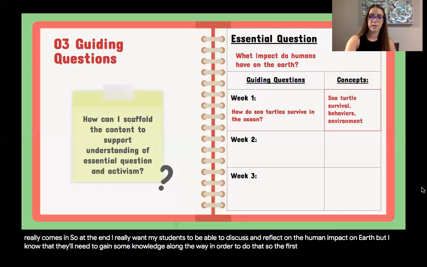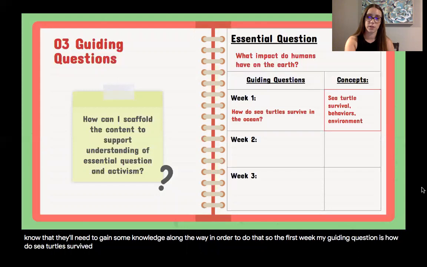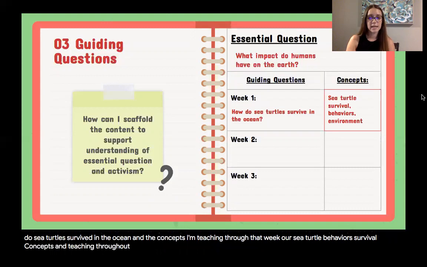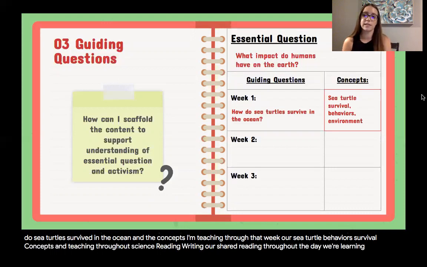So the first week, my guiding question is, how do sea turtles survive in the ocean? And the concepts I'm teaching through that week are sea turtle behaviors, survival, and their environment. These are concepts I'm teaching throughout science, reading, writing, our shared reading throughout the day. We're learning about sea turtle behavior.